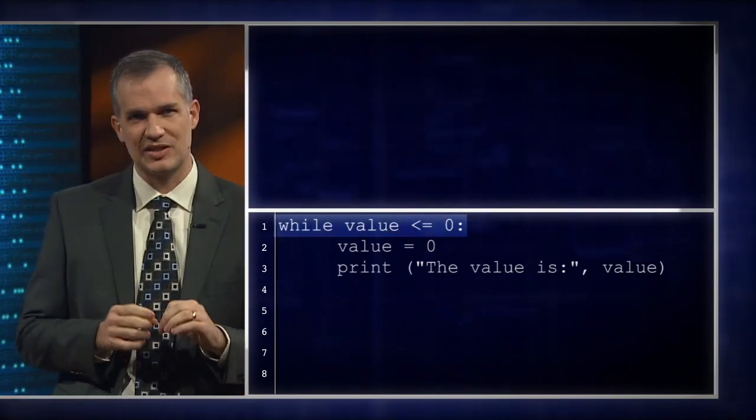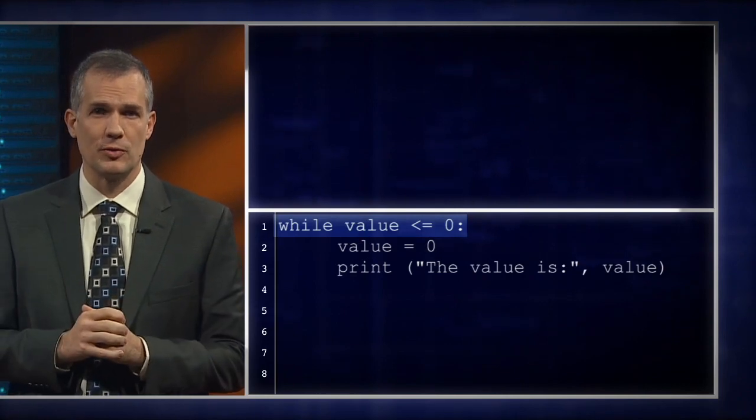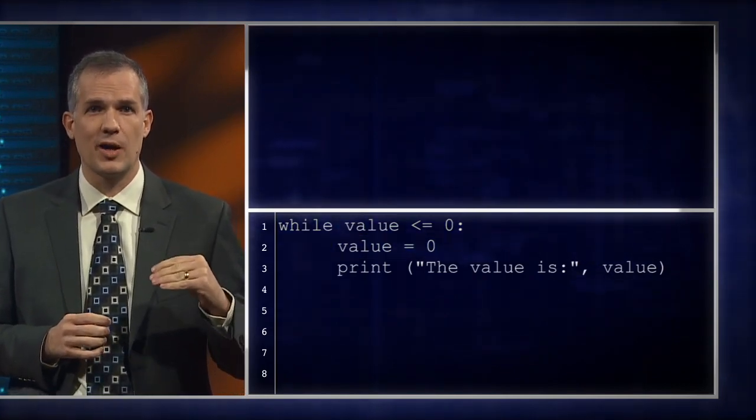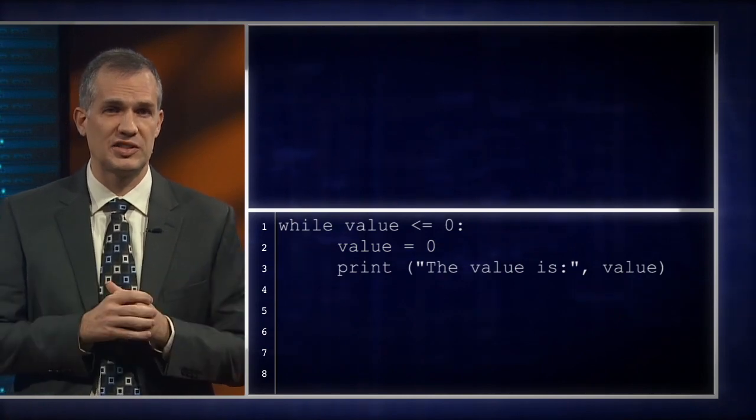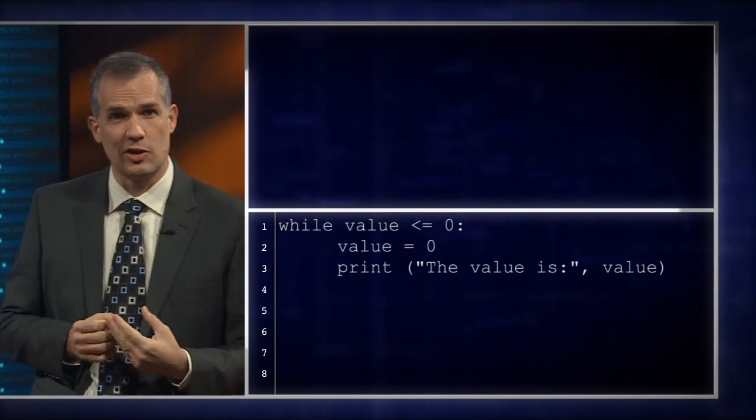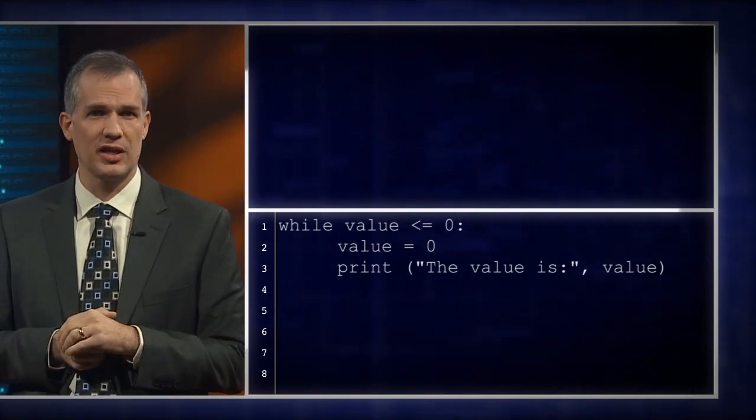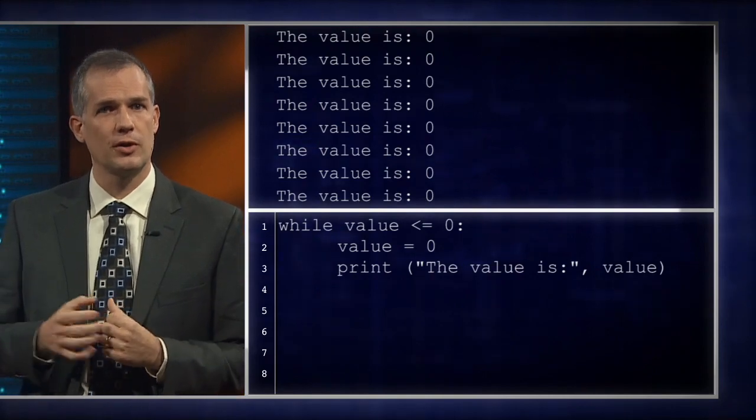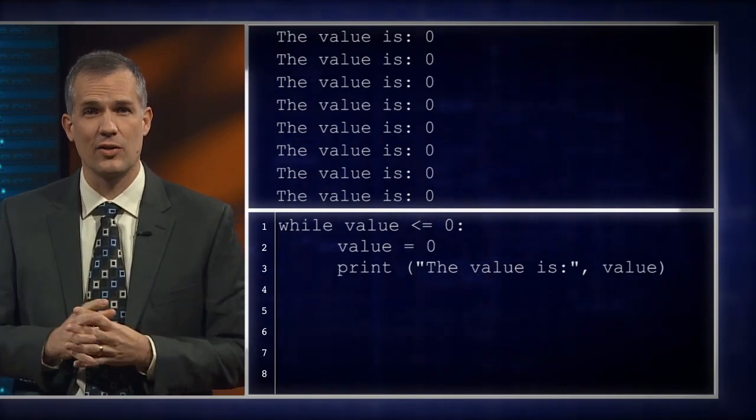Notice that in this case, the condition is always going to be true. Inside the loop, we set the value to 0. And so every time we check the condition, value less than or equal to 0, it's going to be true. If we run this code, assuming the value wasn't positive to begin with, it's going to just write the value is 0 over and over and over. We can never get out of the loop.